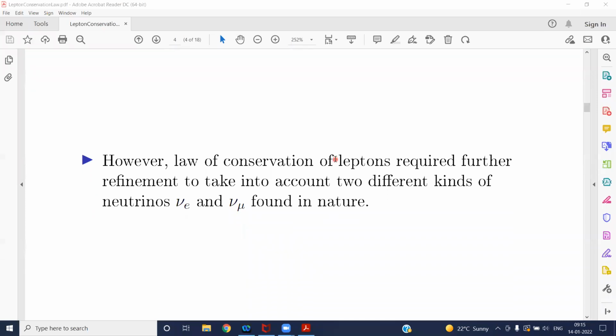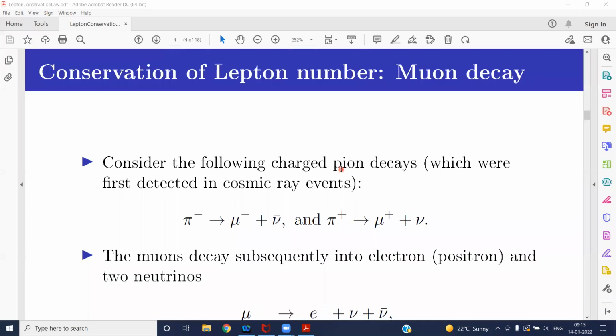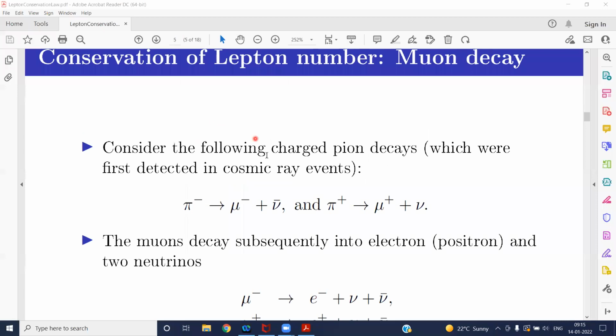So for example, I take one particular process appearing in nature, which is called charged pion decay. Remember, we have so many processes happening, and each process comes with a story. Remember the story, then you will be able to write the process properly. Charged pion decay is seen in cosmic rays. That is how people first discovered the muon in nature. The pion decays into a muon and something else is what is seen.